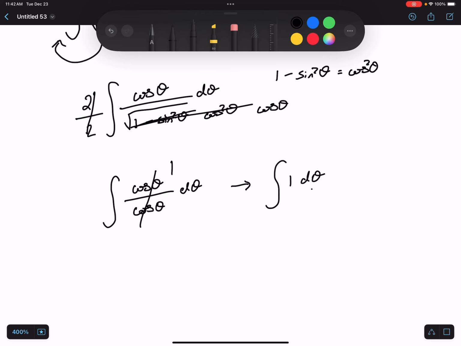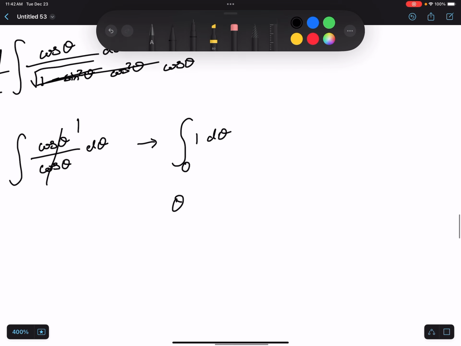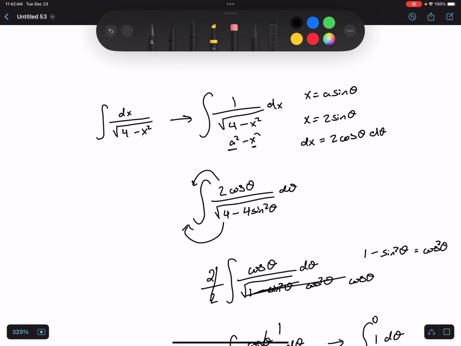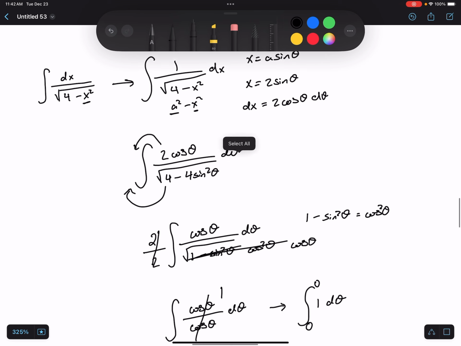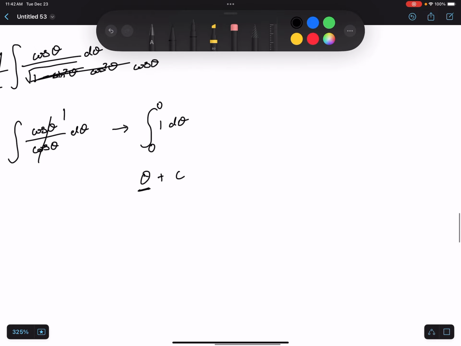Integrating 1 with respect to theta gives us theta. And because we're working with an indefinite integral here, we must add a constant. But we're not finished yet. We have a result in terms of theta, and we started this problem in terms of x. And so what we can do is go to where we transformed x into theta here. We said x equals 2 sine theta, and we can rewrite that down here. x equals 2 sine theta.